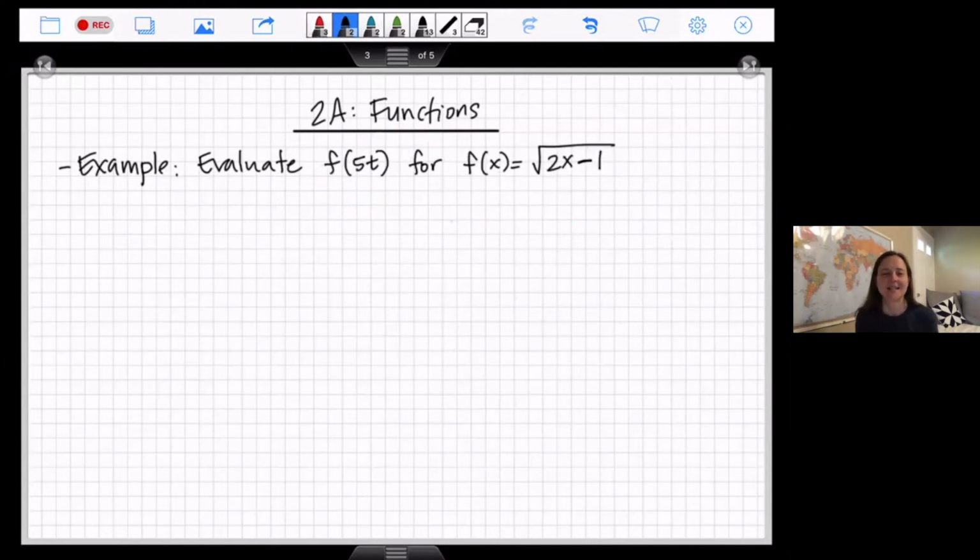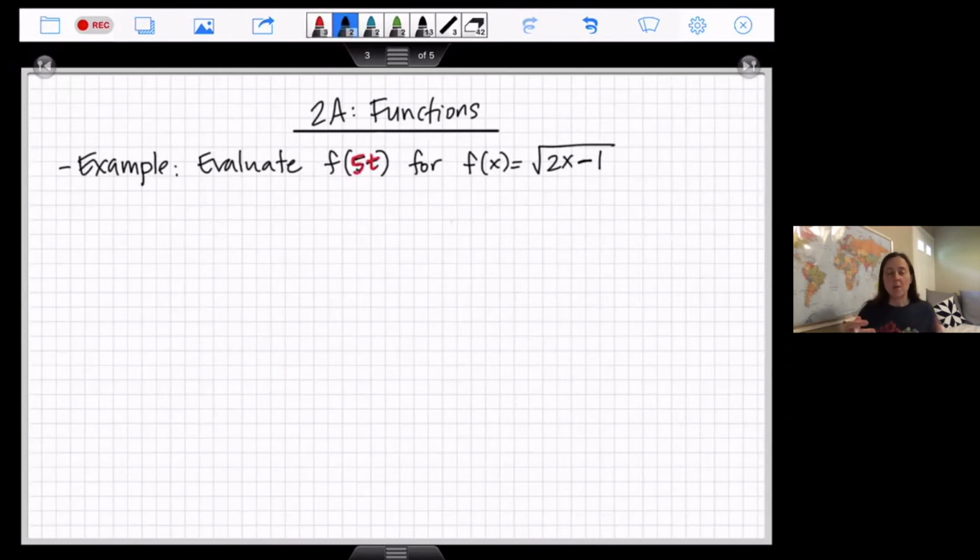All right, second example, evaluate f of 5t for f of x equals the square root of 2x minus 1. The problems in this section are going to start to look a little bit funky. They're going to be asking you to plug in all kinds of strange things for x. Right now, we're just practicing the skill of evaluating function notation, so just go with it.